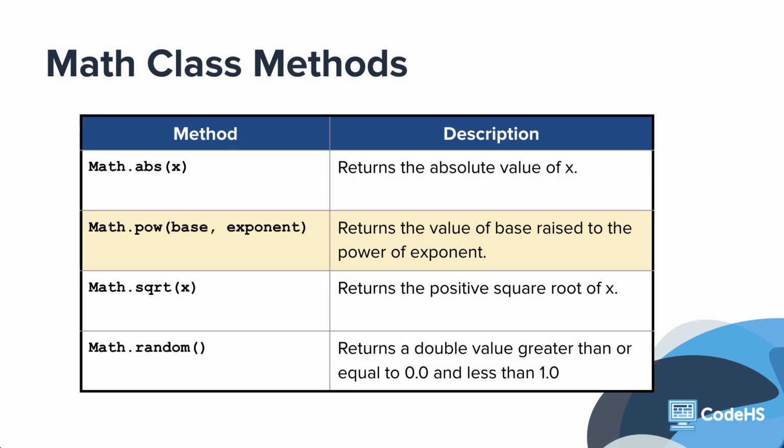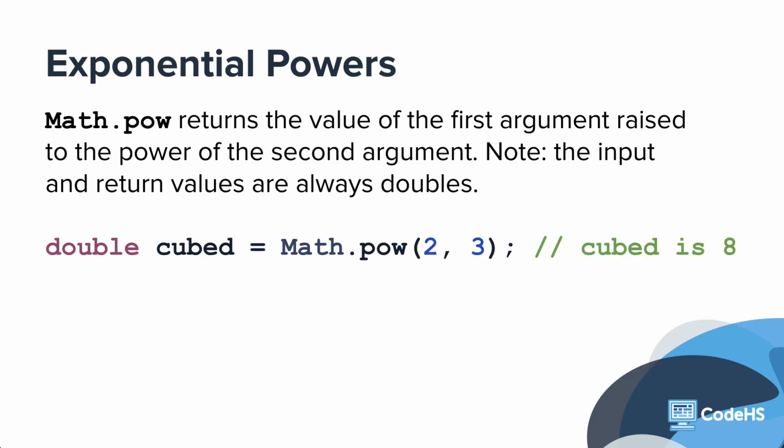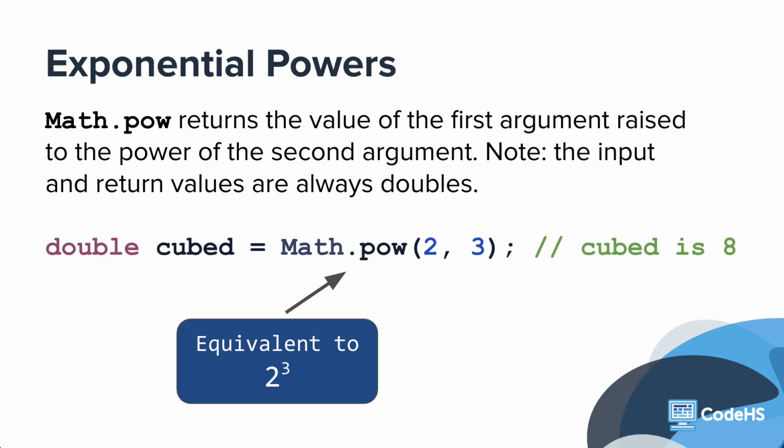The next method is the pow, or power method. Math.pow returns the value of the first argument raised to the power of the second argument. Note, the input and return values are always doubles. This method allows you to easily create programs with exponential values. In this example, Math.pow(2, 3) is equivalent to 2 to the third power.